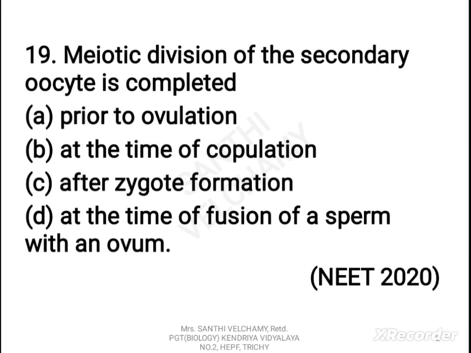19th one, meiotic division of the secondary oocyte is completed prior to ovulation, B, at the time of copulation, C, after zygote formation, D, at the time of fusion of sperm with an ovum. The correct answer is D, at the time of fusion of sperm with an ovum.